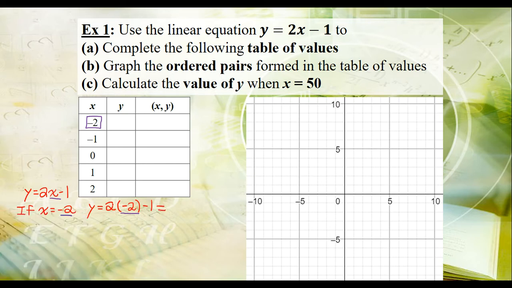So this would be equal to 2 times, order of operations. It's telling me to do the multiplication first, then the subtraction. So 2 times -2 would be -4. And then we've got to still subtract that 1 at the end. And then -4 minus 1 would be -5. So in my table of values up here, when x is -2, y would be evaluated to be -5. And I can form an ordered pair off of this. So the ordered pair would be -2, -5.